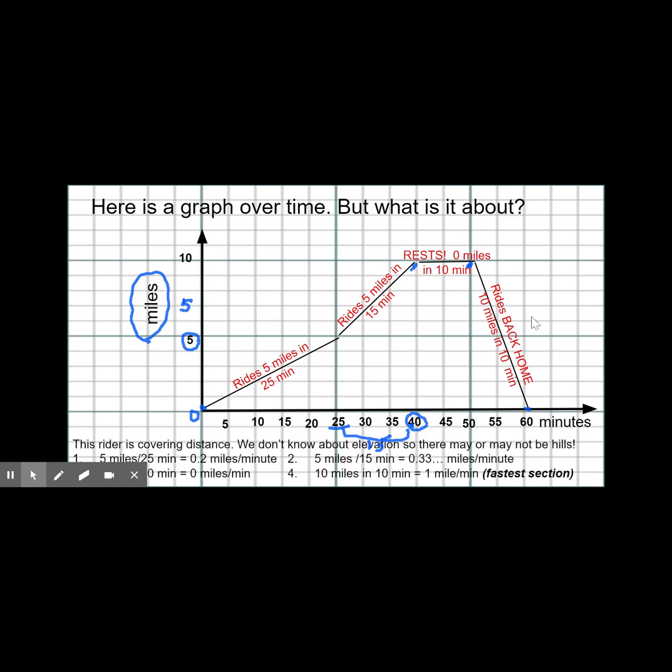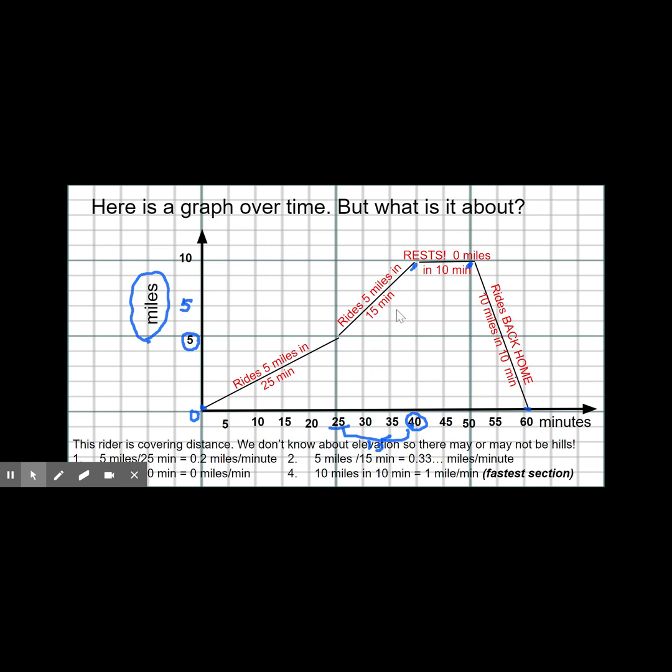So, what's happening here? This rider is covering distance. We don't know anything about elevation, so there may or may not be hills. 5 miles in 25 minutes is 0.2 miles per minute if we divide 5 divided by 25. So we're covering 0.2 miles per minute. That's the speed. So the slope is the speed.